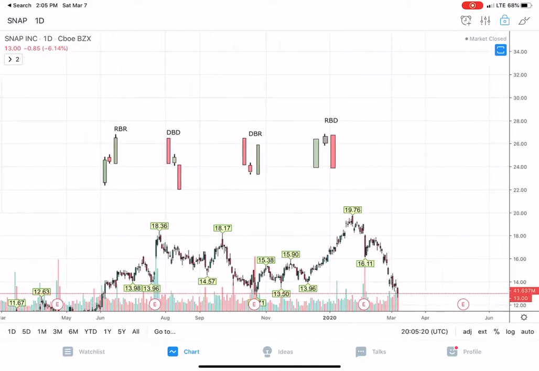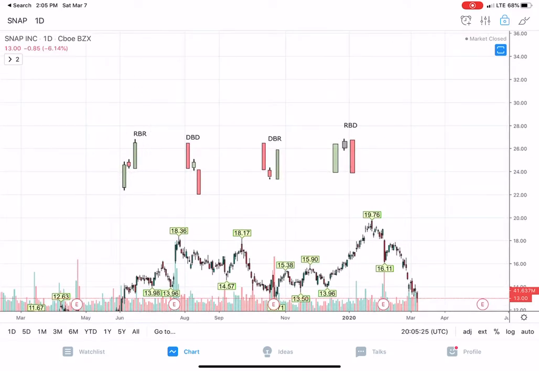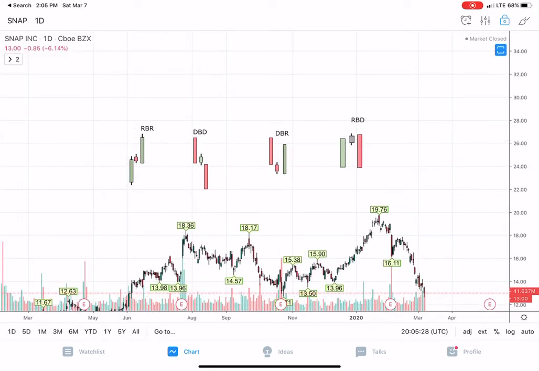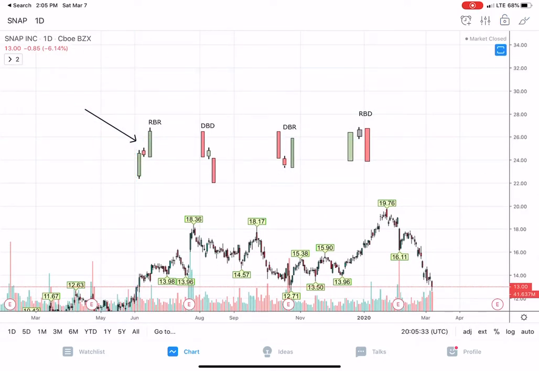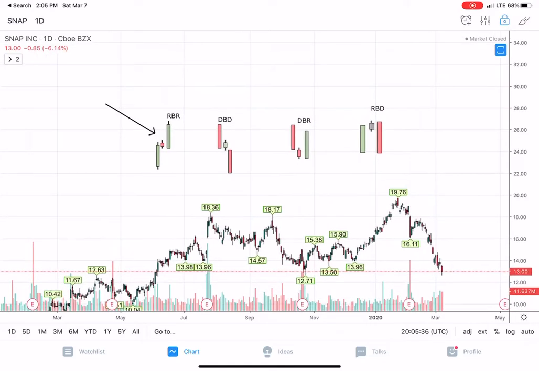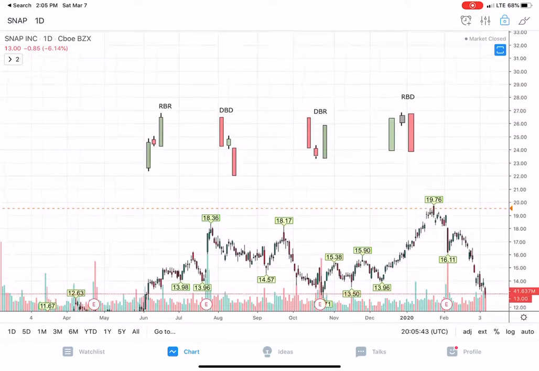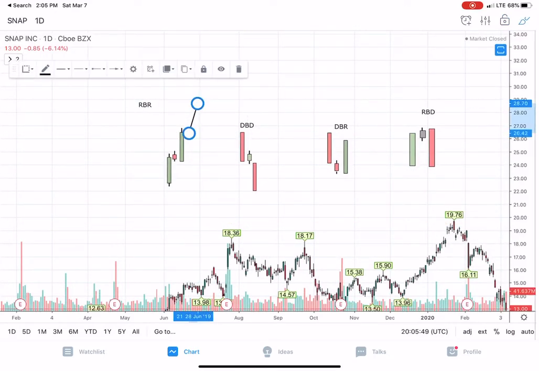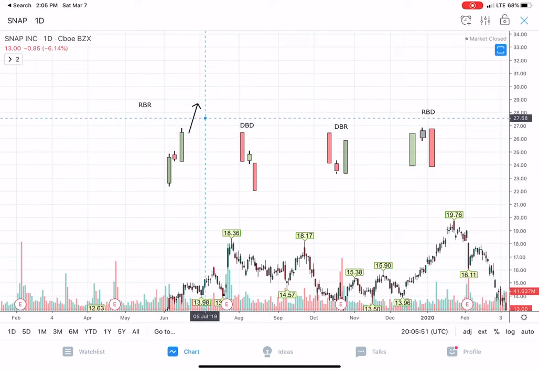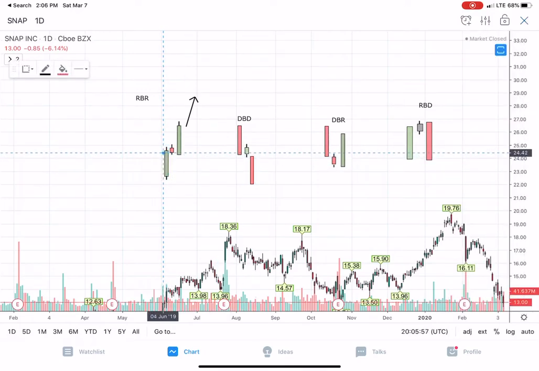So let's jump into it. These four are the main structures that I look for. First, starting on the left side, we have a rally base rally. This setup forms in uptrends in bullish markets, and the idea is you want to get long on a retracement back to demand. The market goes up and up and up, it's going to pull back, and then you want to get long on a retracement to demand.